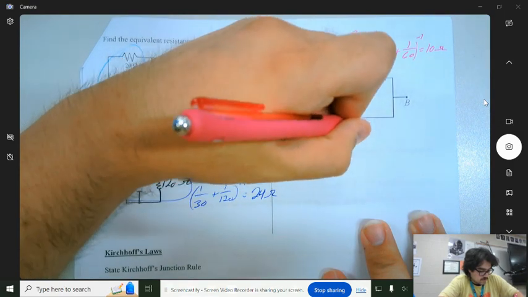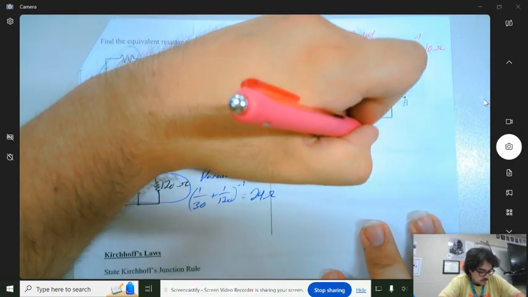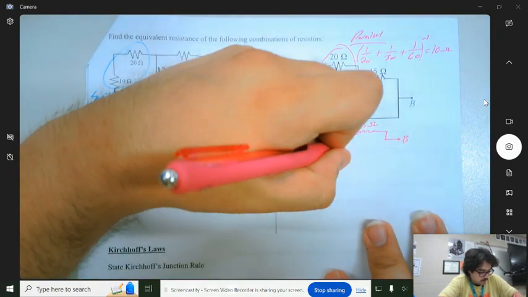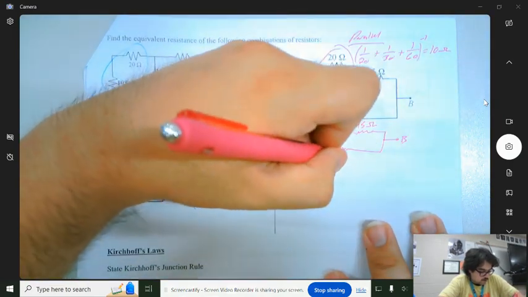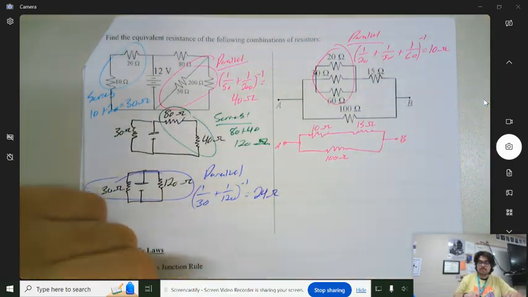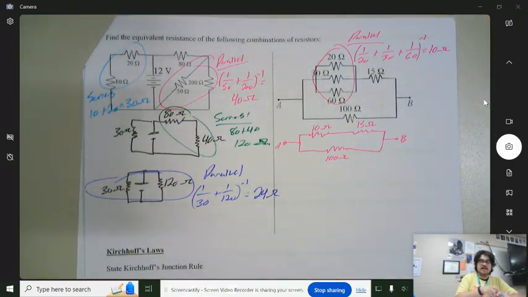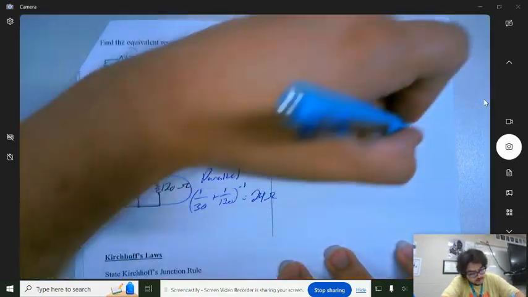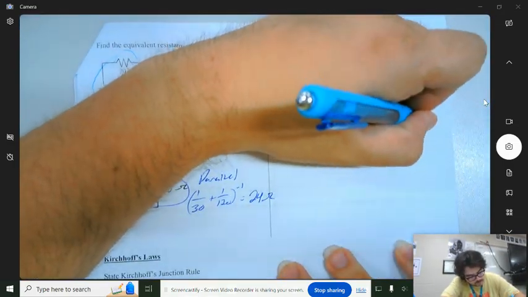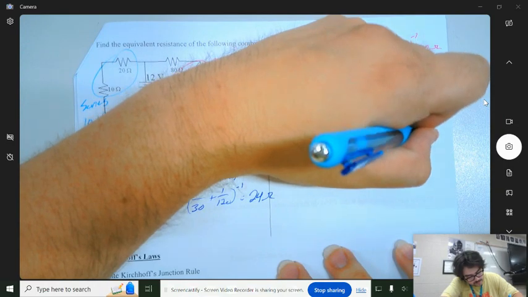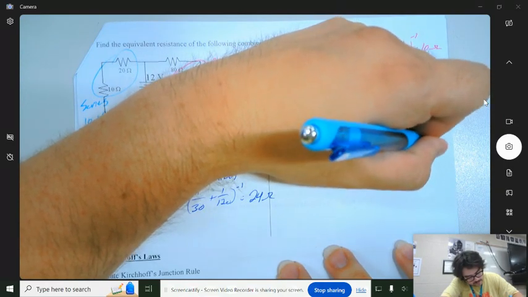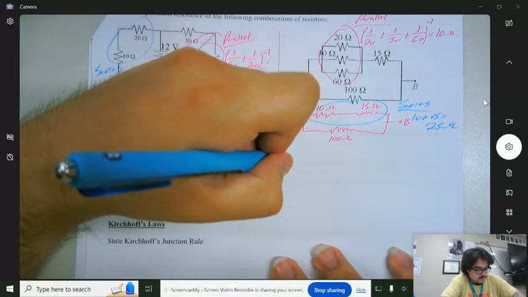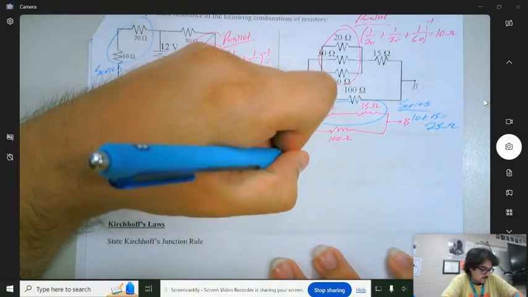So now we've got 10 ohms, 15 ohms, and 100 ohms. You should recognize now we've got two resistors in series with each other. So it's series, and we do 10 plus 15. That gives you 25 ohms. So now you should end up with a new circuit. It looks like this.